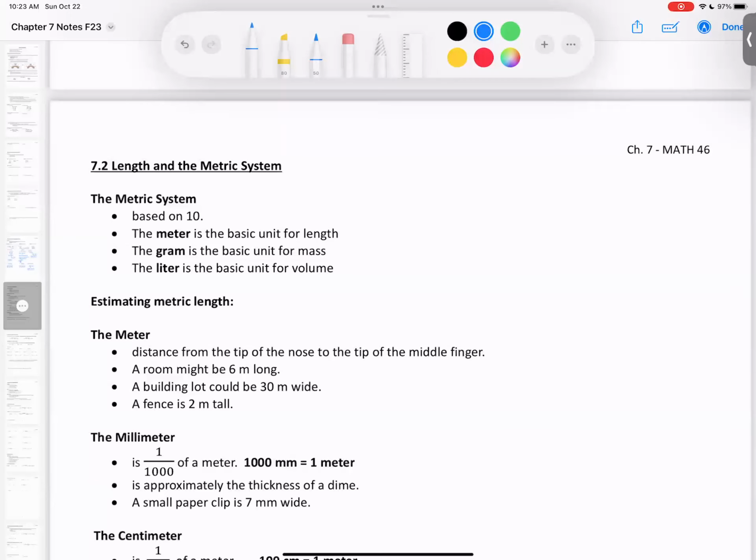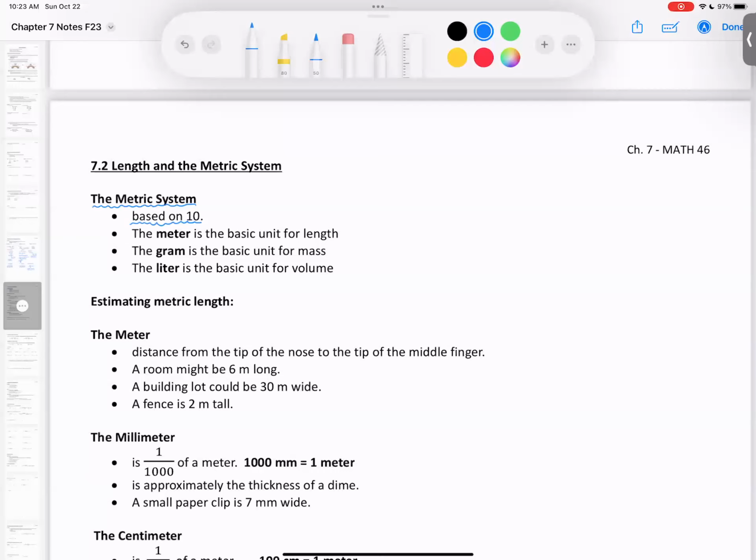Great. So in 7.1, we looked at the imperial or English system. In 7.2, we're going to look at the metric system, specifically at length. I like the metric system because it's based on the number 10. It's also the system we use in science. And officially, Canada uses the metric system, although you may notice that we don't always use it.